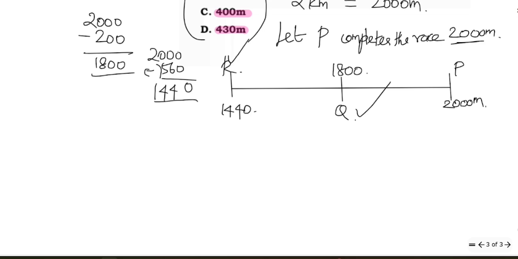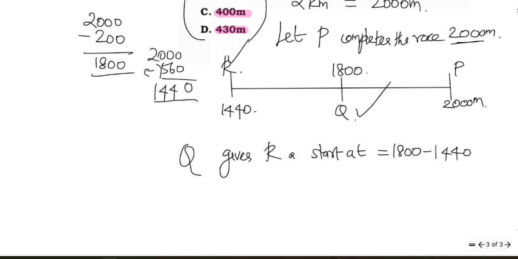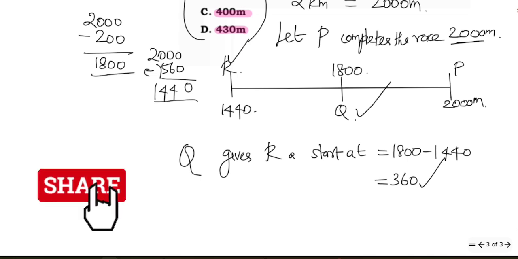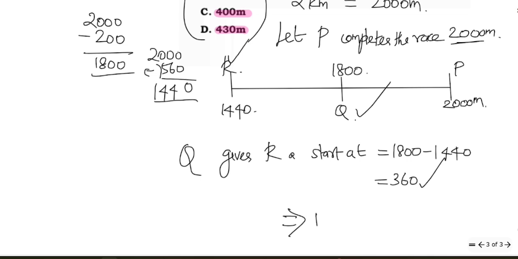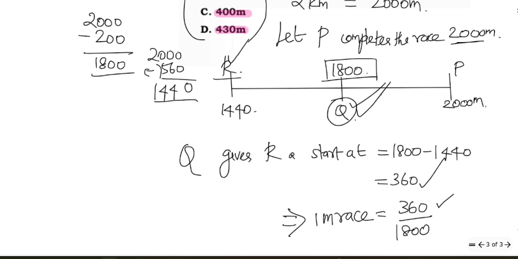So what we are going to do is first do the subtraction. Q gives R a start at 1800 minus 1440, which is 360. So that is the difference between them. In a 2000 meter race, we need to consider, so that implies for 1 meter of race, it is 360 out of 1800. Why? Because we are considering it from Q's perspective. So Q is leading our R. So that is actually 360 meter divided by that particular position, which is 1800.